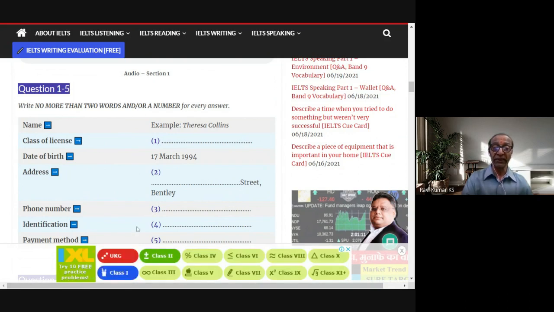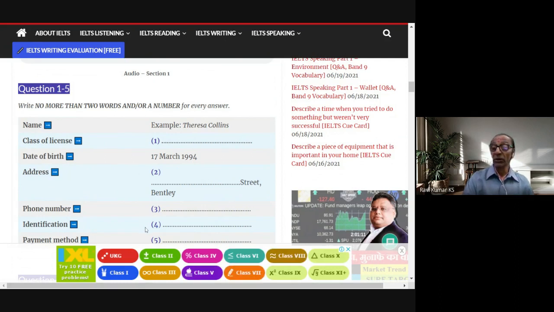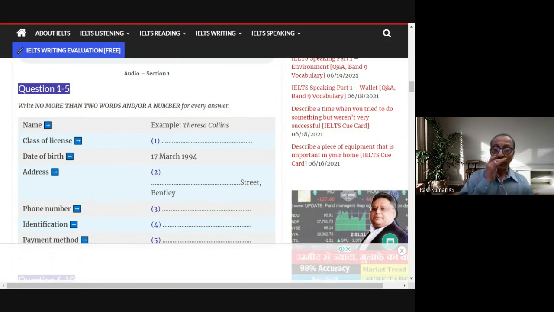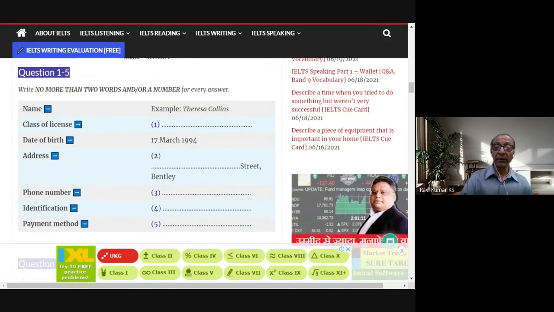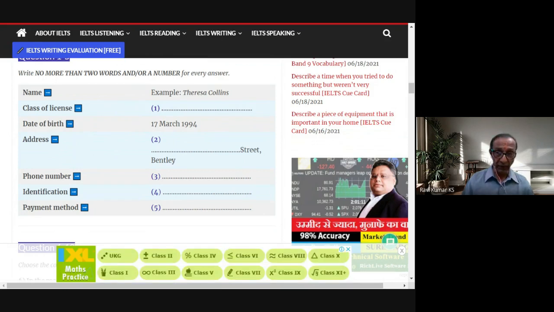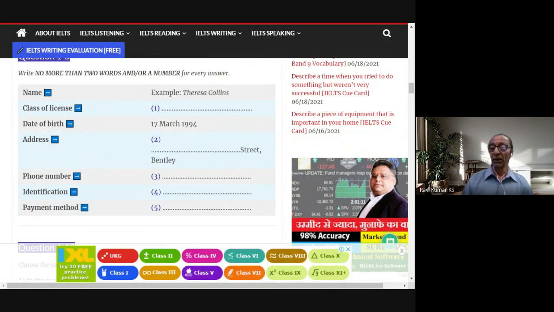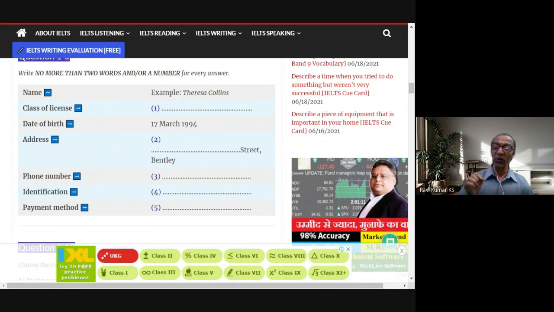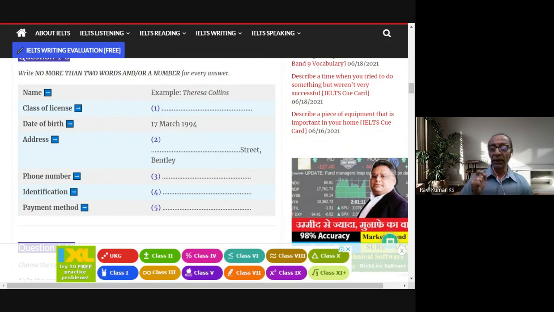Question number 4 is about the identification. They will be reading out the identification, and you have to note down the identification marks read out in the audio clip. And then the payment method for the driving license: how you are going to pay, whether online or offline, through check, by cash, or by card, whatever the payment method may be. You have to listen to it carefully and write the answer.